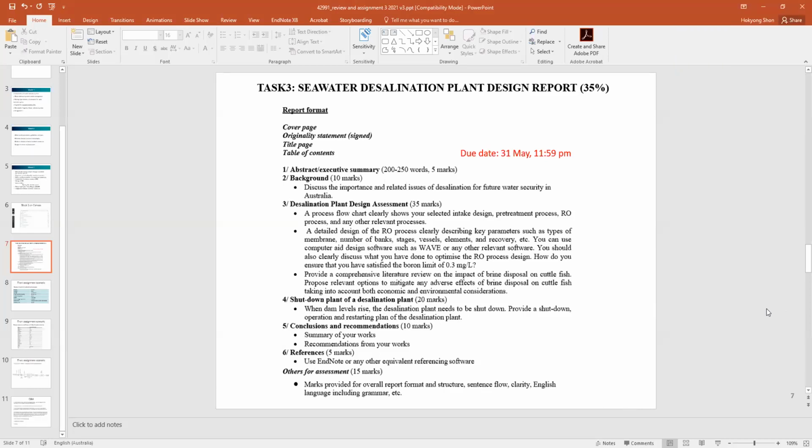Yes, but for the fourth point, the shutdown plan of the desalination plant, what do you expect from us? Like, should we give something from our own understanding, or should we look up on the internet how it's usually done for other desalination plants throughout the world?